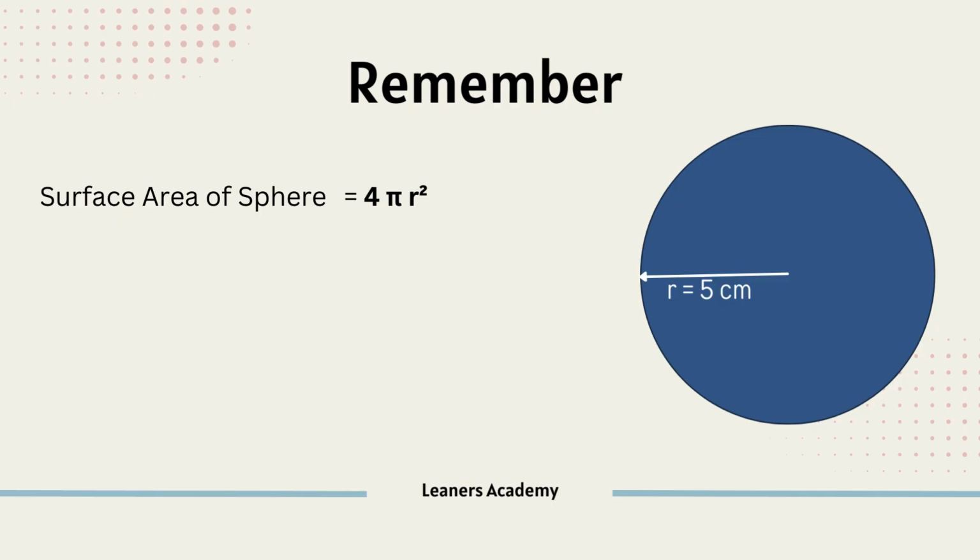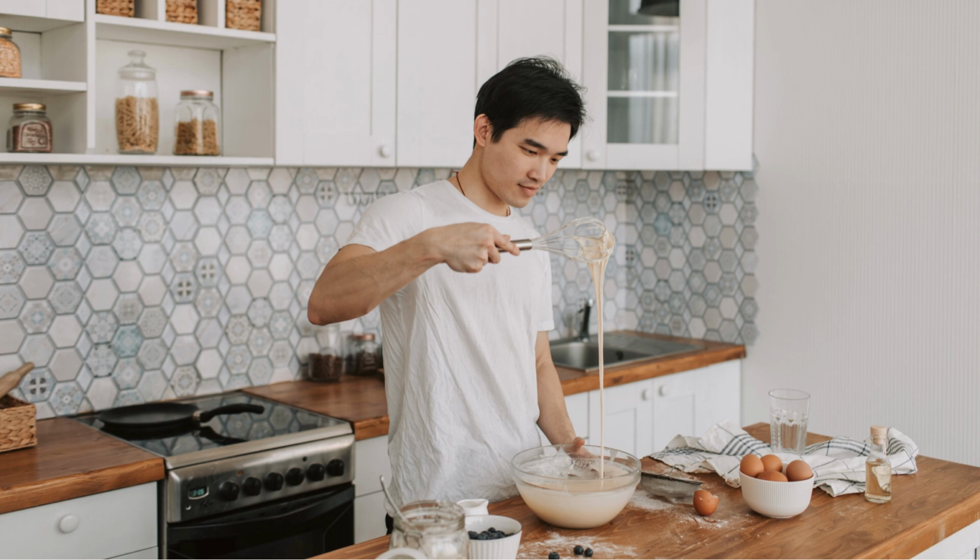Why does this matter? Now you might be thinking, when am I ever going to use this? Well, knowing how to calculate the surface area and volume of a sphere is incredibly useful in real life. Engineers use it for calculating fuel efficiency in spherical tanks. And if you are a baker, well, how else are you going to figure out how much cake batter fits into the spherical cake pan?